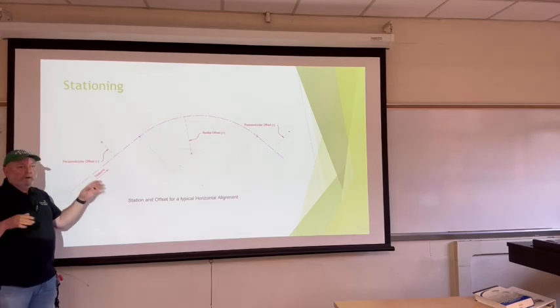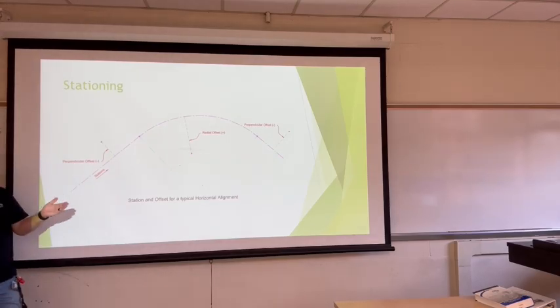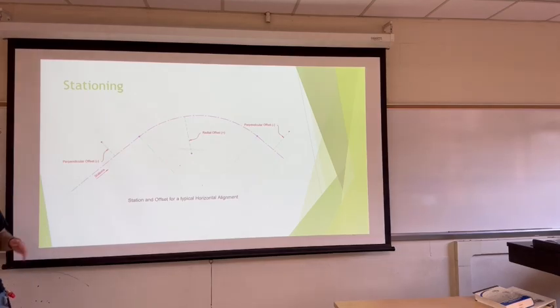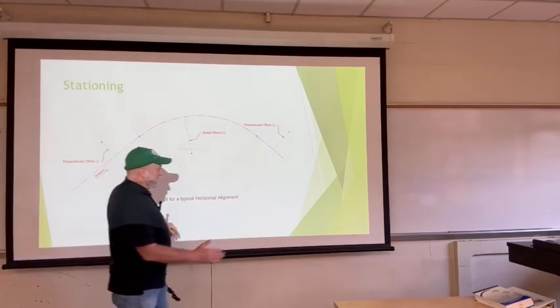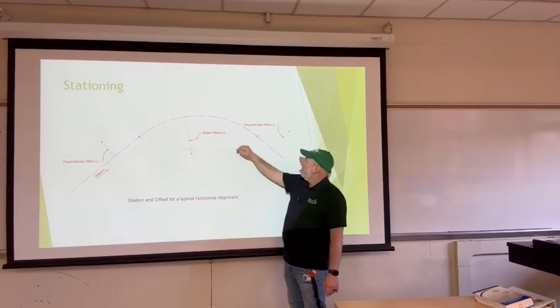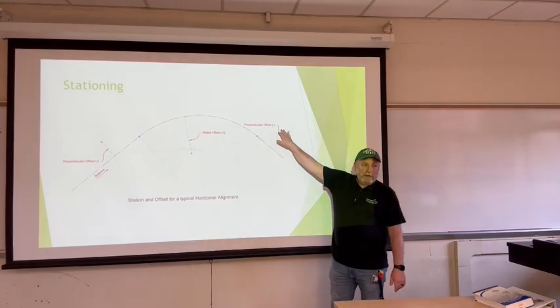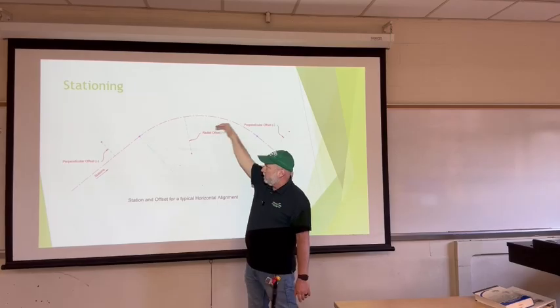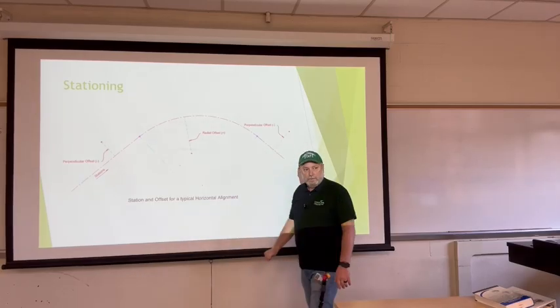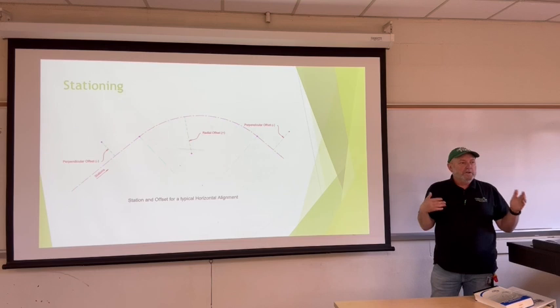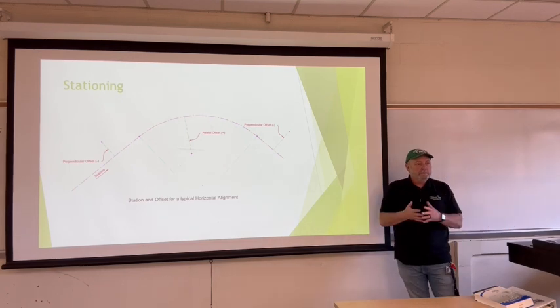That's also very critical to determine which way your offsets are left or right: which way the stationing is increasing. If, for example, the stationing was actually increasing from the right to the left, this would be labeled as a positive offset. This would be negative if the stationing was increasing going this way. The direction of the stationing is critical to determine which direction your offsets are going.